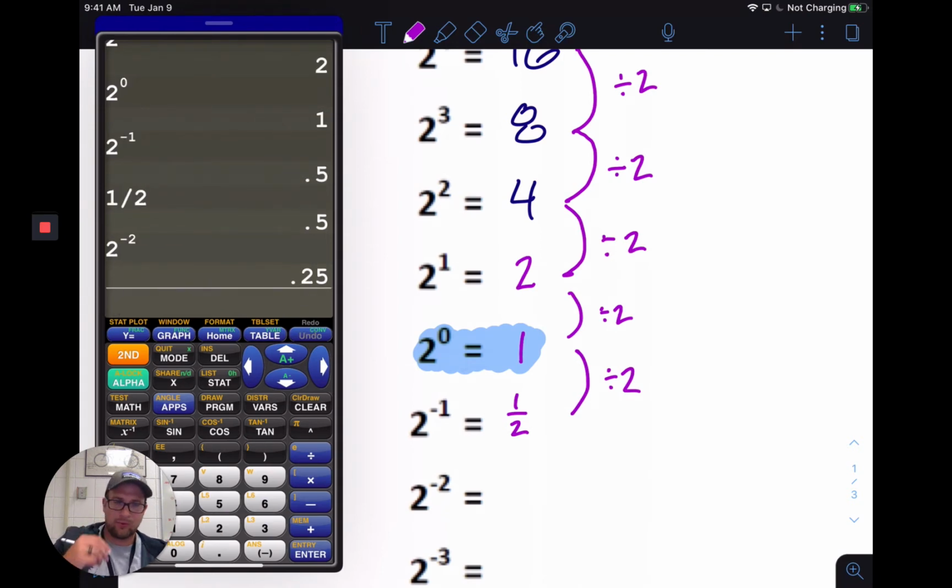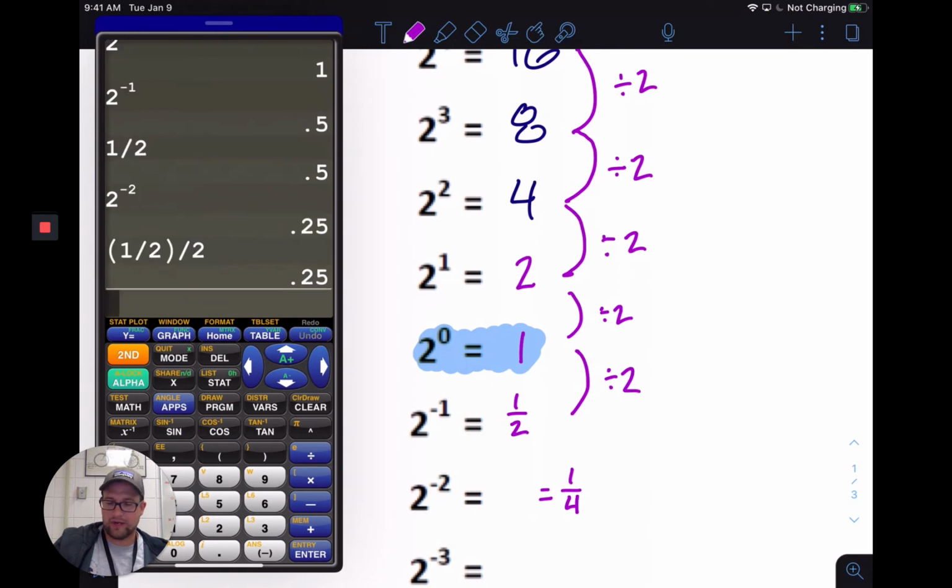So if I take 2 and I raise it to the negative 2 power, that's 0.25. Now, we could write 0.25 as a fraction, 1/4. We know that 0.25, right, is 1/4. And in fact, let's try this out now. If I take 1/2, that's what I got for my last answer, and I divide that by 2, does our pattern hold up? And we get 0.25. It does hold up. So divided by 2 again works.